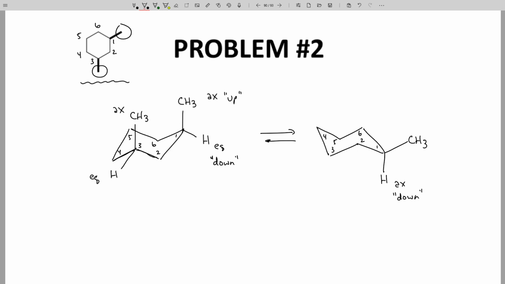Great, now let's go to carbon 3. Carbon 3, the hydrogen equatorial down is now going to be axial down as we go to the right-hand conformation. And the methyl group, still up, is now equatorial up versus axial up. So these are our two chair conformations. Which one is more stable? Well, the structure on the right puts the methyl groups in equatorial positions, and therefore the right-hand structure is more stable.